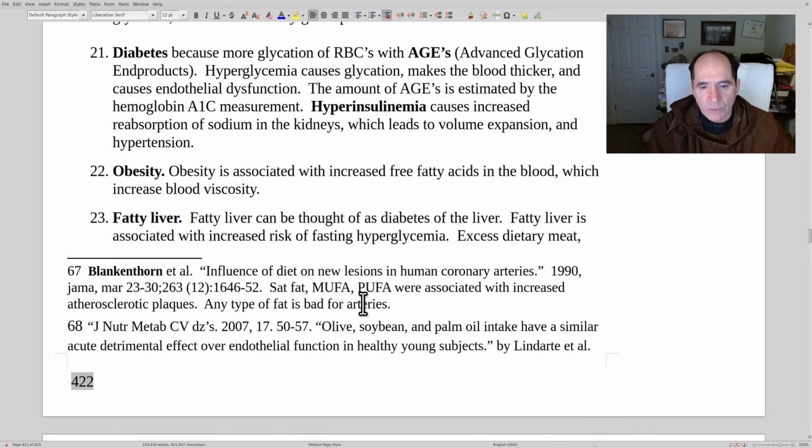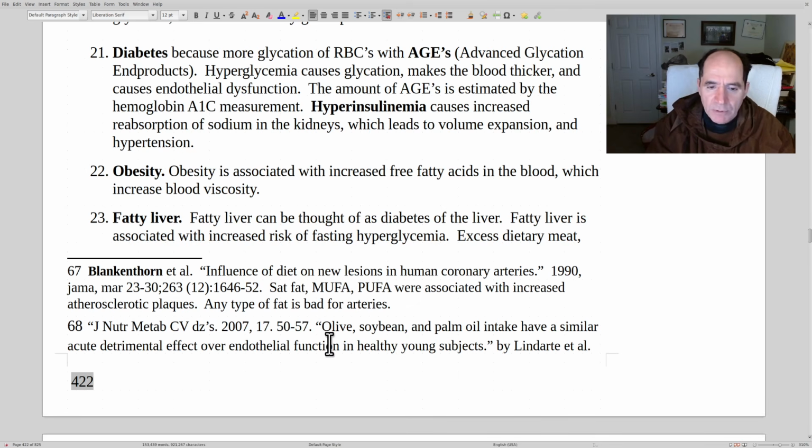Blankenhorn basically showed that whatever fat it was, they all caused more atherosclerosis. It didn't matter which type of fat. All of the fats were bad for atherosclerosis: saturated fat, MUFAs (monounsaturated fatty acids, like olive oil), and PUFAs (polyunsaturated fatty acids, things like omega-3s and omega-6s).